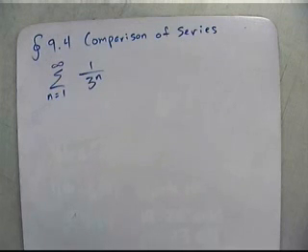The P series, the one we just did: if the denominator, if that power was bigger than 1, then it's going to converge, okay? So it's kind of backwards from the geometric, but if it's bigger than 1, it converges. If it's less than 1 or equals 1, then it's going to diverge, okay? So those are kind of the general ones we have so far.